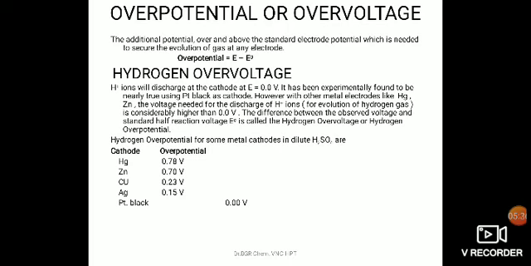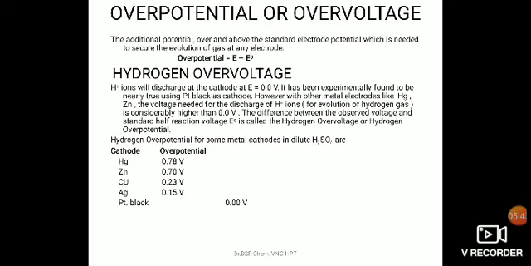For mercury, over potential is 0.78 volts. For zinc, over potential is 0.70 volts. For copper, it is 0.23 volts. For silver, it is 0.15 volts. For platinum black, it is 0.